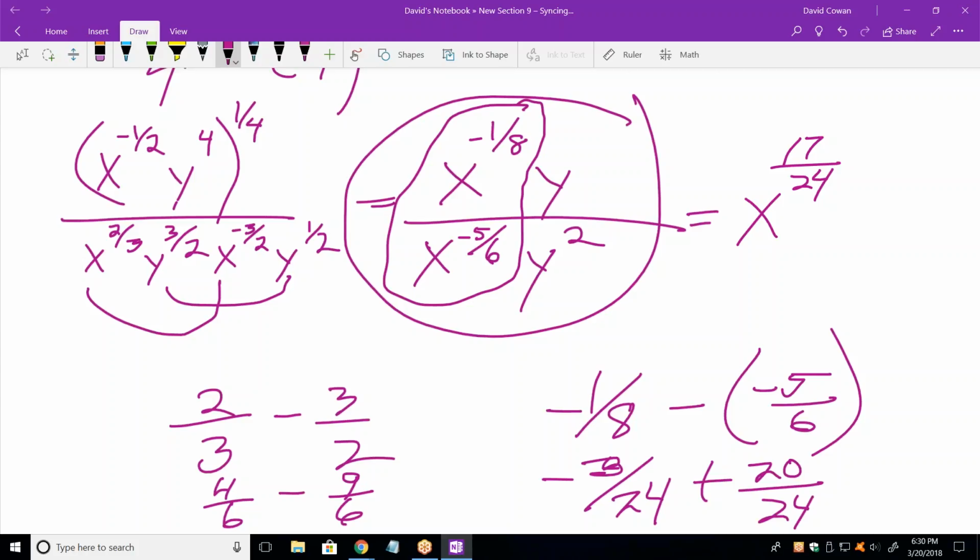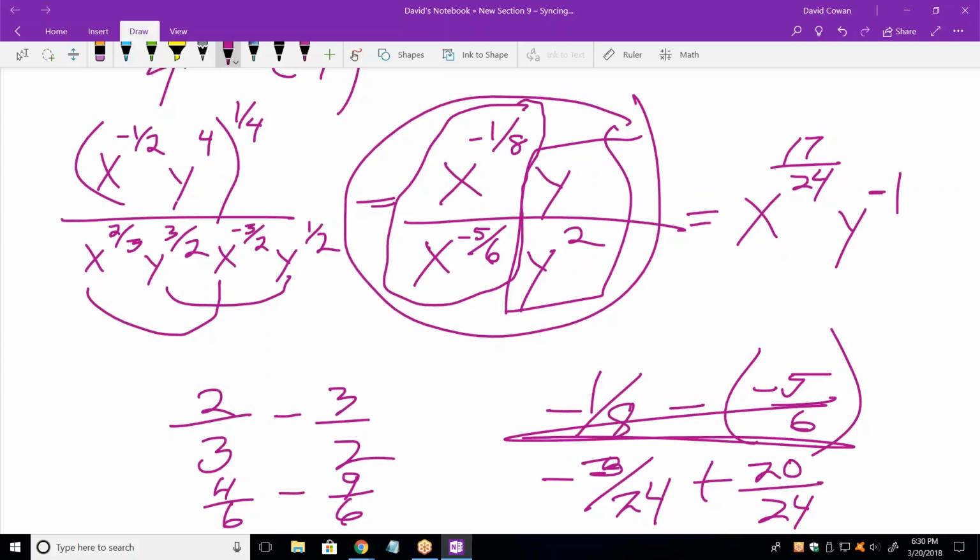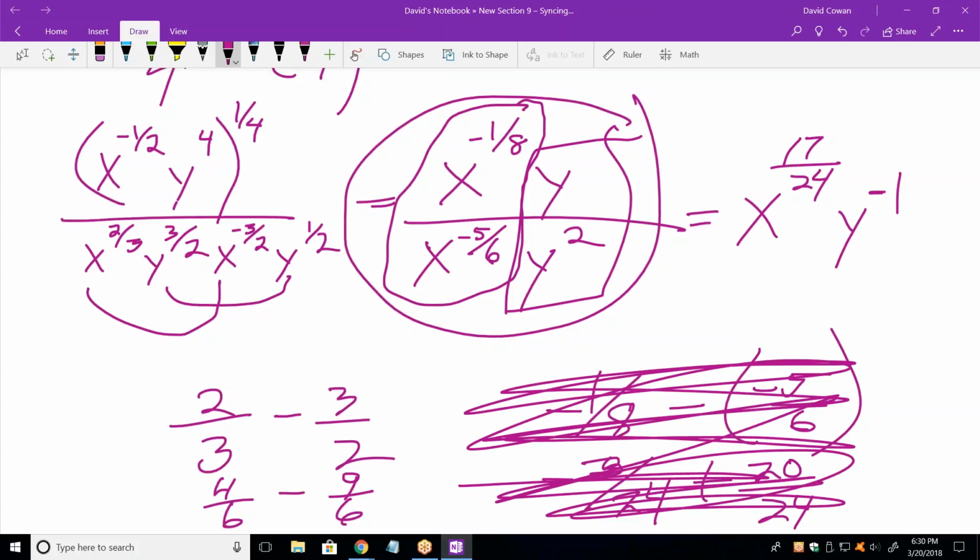What's the y? What's this part here? It's just negative, or it's just 1. Negative 1. Negative 1. Yep. I'm going to write it in the numerator. But if they want the answer without any negative exponents, then it's x to the 17/24 over y. Mhm. There you go.